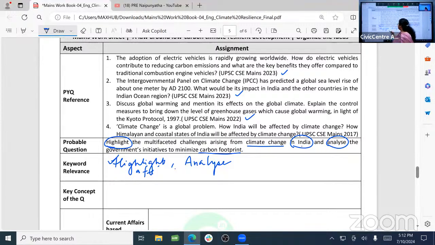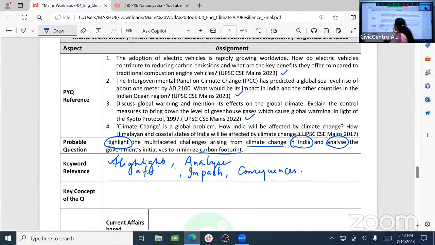Now, challenges, if you understand, are also known as the impacts of climate change, or the consequences of climate change. So do not get confused by the terms. Here, the other keyword is analyze. Whenever you see keywords like analyze or discuss, it means that you need to substantiate or analyze the dimensions that you are giving as the answer there.